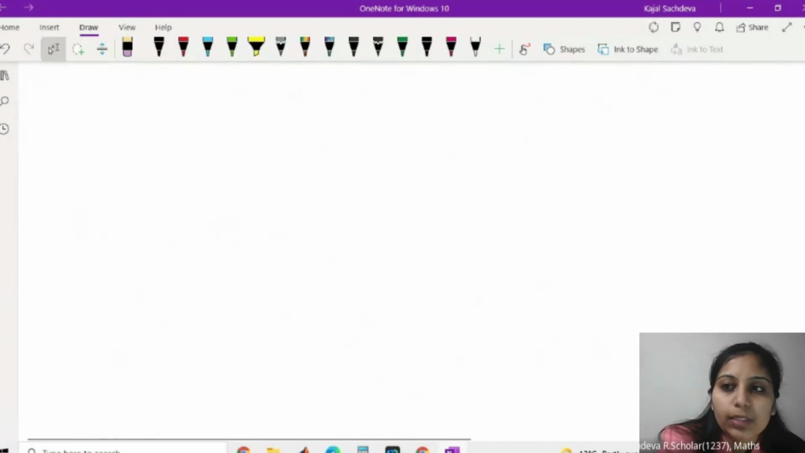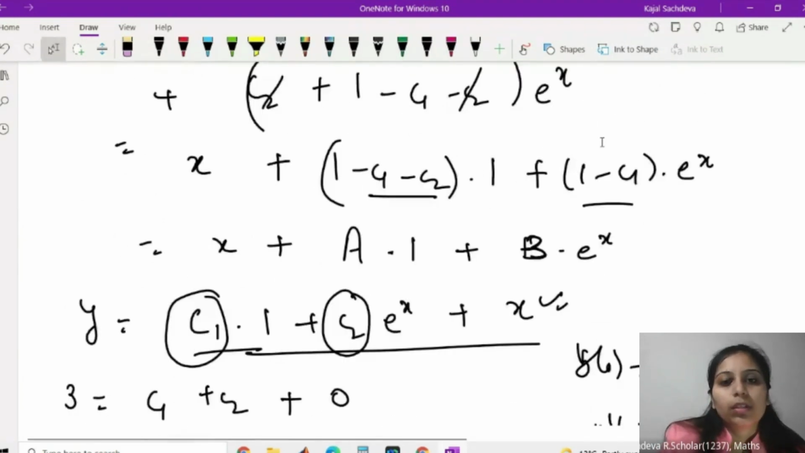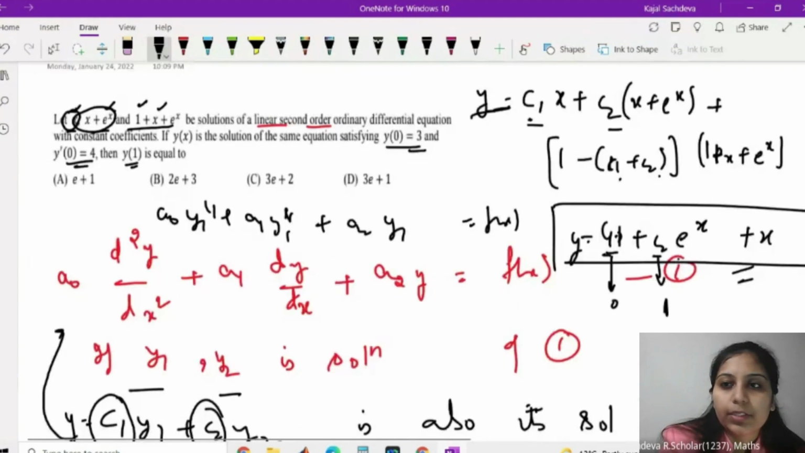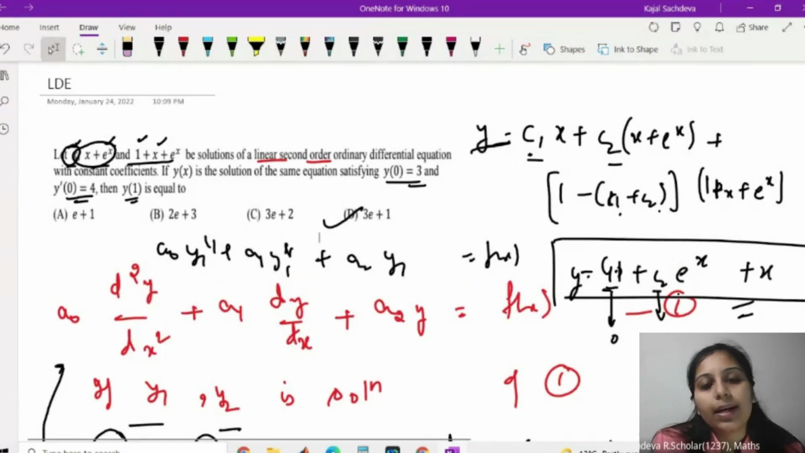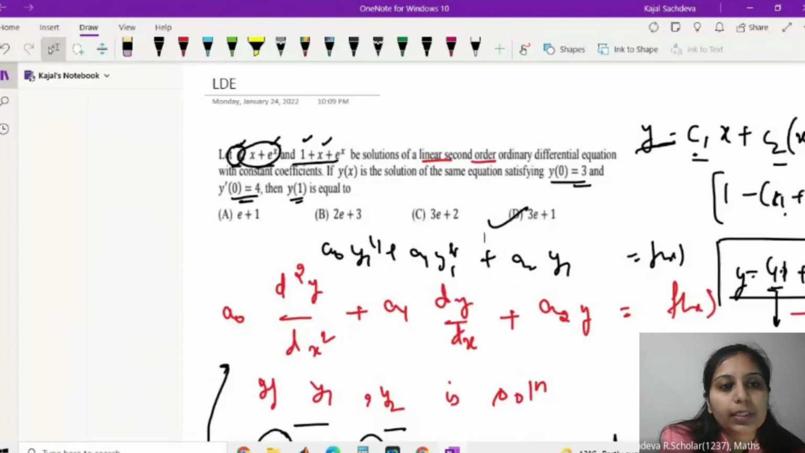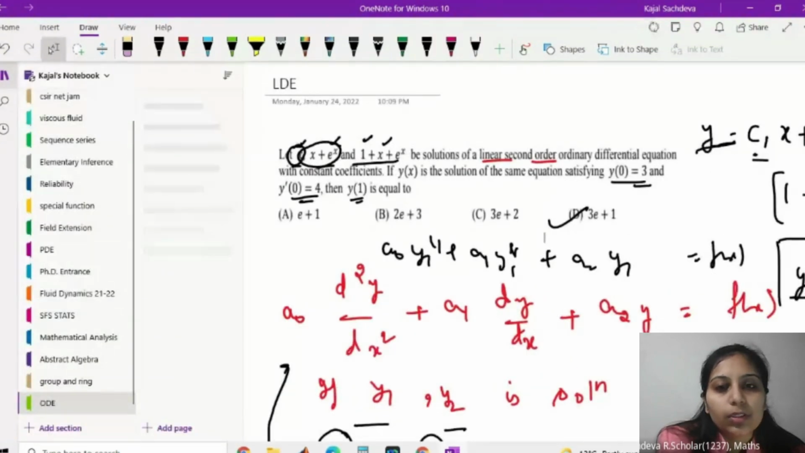3e plus 1. So let's see what happened. One minute. Yes. So we have the option 3e plus 1. So the required answer is option B. So this is a very good question. Now moving to the next question.